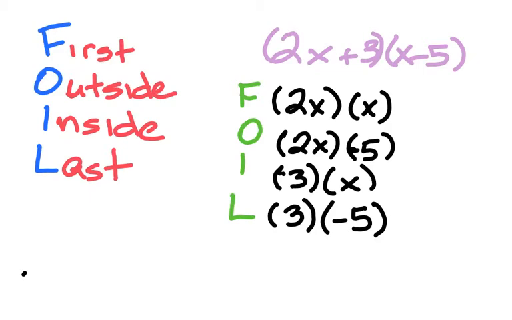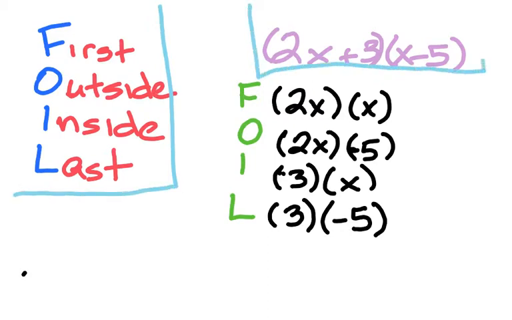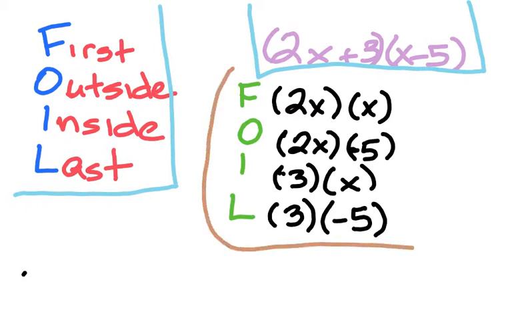Okay, so looking at the screen, you'll see a couple things that you've seen before. The first one is the FOIL and what it stands for. First, outside, inside, and last. And then you'll also see that we've got our same equation that we're working on. You'll notice down here that it looks a little bit different, but it's the same numbers that we came up with on the smiley face.